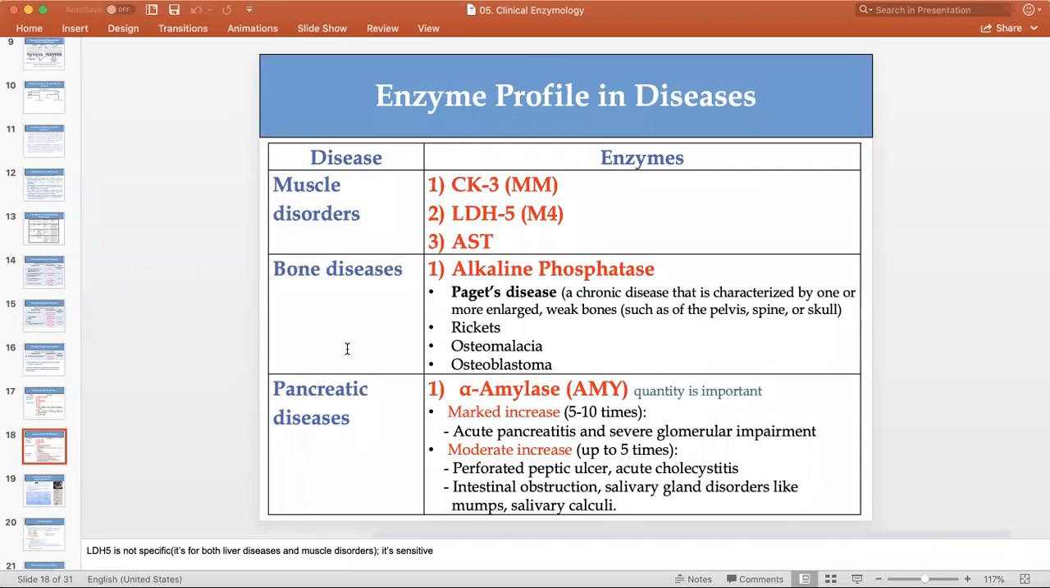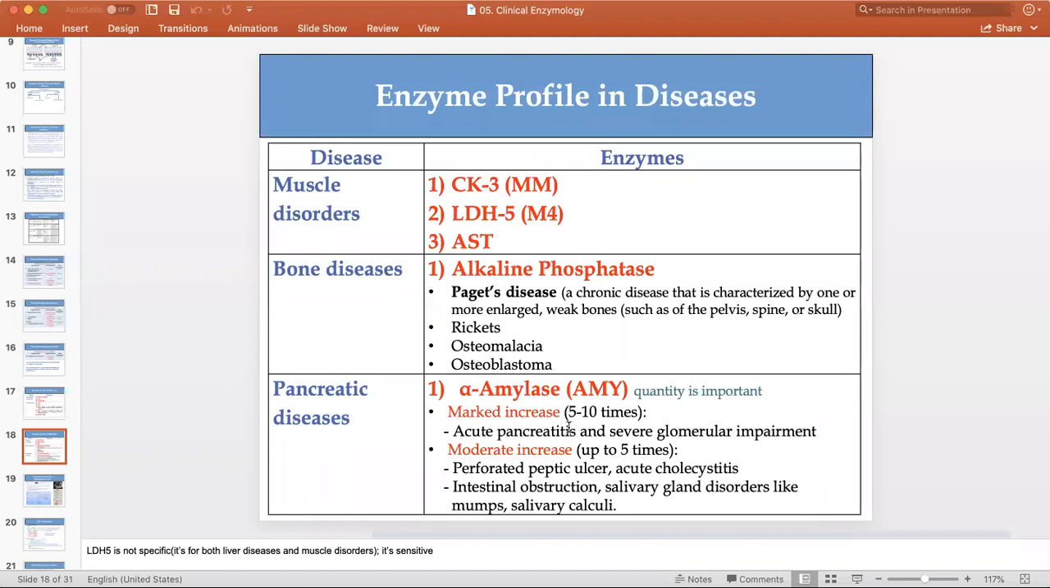Bone disorders, we look at the alkaline phosphatase, as we discussed before, because alkaline phosphatase is important for your bone deposition. So what are the different bone diseases? We have Paget disease, we have rickets, osteomalacia, osteoblastoma. All of these are related to your bone pathologies. Pancreatic diseases, we have two. We have amylase and we have the lipase. Lipase is more specific, as we discussed before, for pancreatitis.